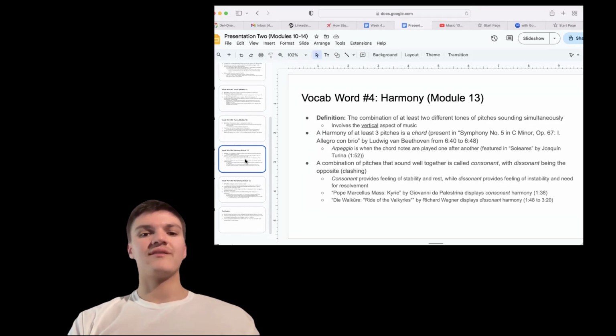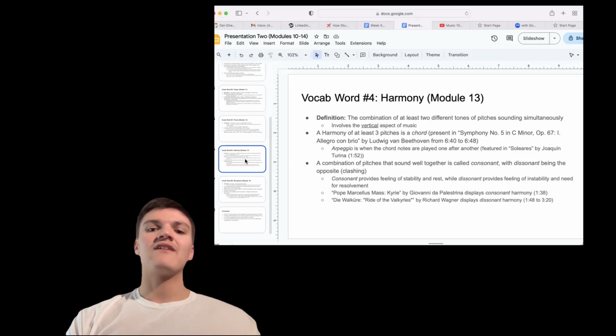Arpeggio is when the chord notes are played one after another, which is featured in Sevillana by Joaquín Turina, about 2 minutes long. A combination of pitches that sound well together is called consonant, with dissonant being the opposite, so clashing. Consonant provides a feeling of stability and rest, while dissonant provides the feeling of instability and the need for resolution.